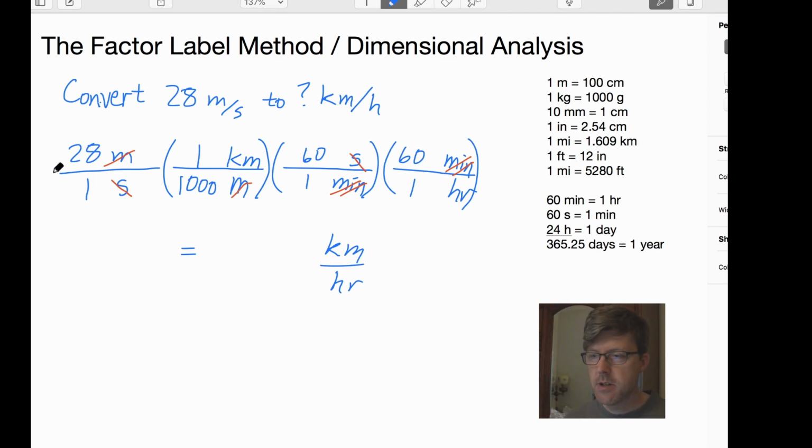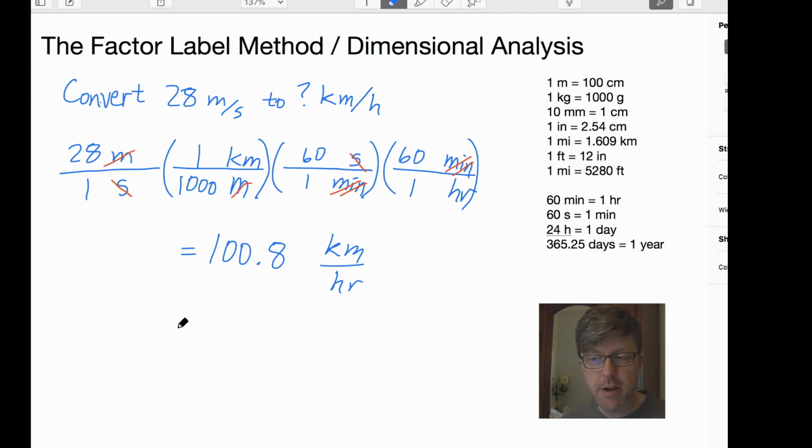So I'm going to take 28. Put it in my calculator. Then I'm going to multiply by 1. I don't need to multiply by 1, so I'm going to skip that one. So I'm just going to take my 28. I'm going to hit divide by 1,000. Then I'm going to put times 60. And I'm going to put times 60 again. And then I'm going to hit equals. And I get the answer 100.8.